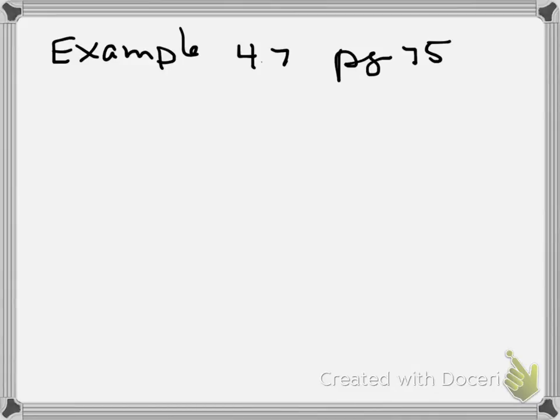She wanted to know about example 4.7 on page 75 of our textbook. And just what are they saying? What is this? It doesn't really make sense.